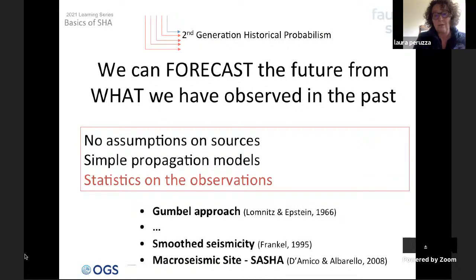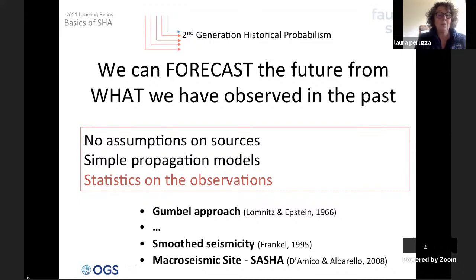If we move from the historical determinism to the historical probabilism, there is not such a huge difference, except we start to apply some statistics to the observations. We can forecast the future from what we have observed in the past. And so we still may have limited assumptions on the sources, only the historical observation of what has occurred in the past.